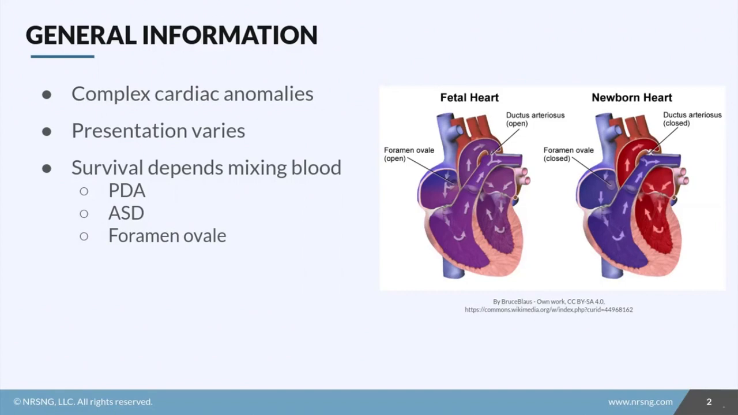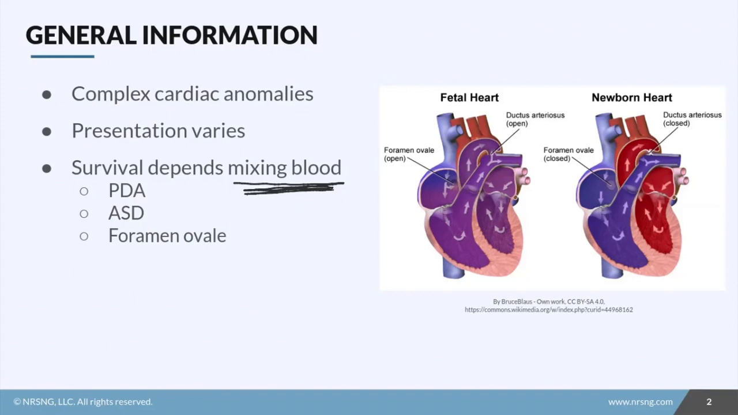Now, the reason they are called mixed defects is because the survival of the patient actually depends on the ability of deoxygenated blood to mix with oxygenated blood. So we have to have blood mixing in the heart. We've talked about mixing blood in a lot of the other cardiac lessons, and for the most part this is viewed as a negative thing. That's what stands out with these defects: we need that blood to mix, or they're not going to have any oxygen in their blood at all.